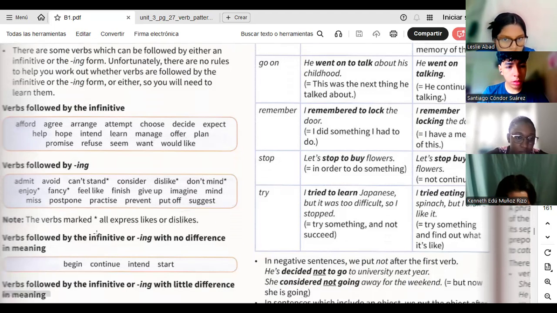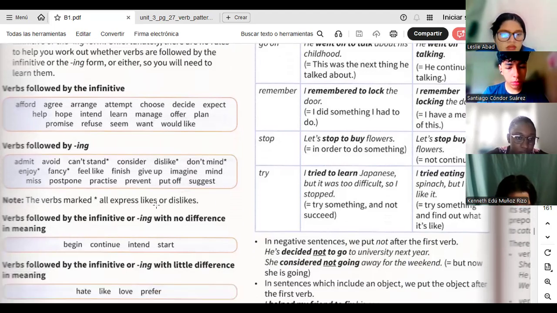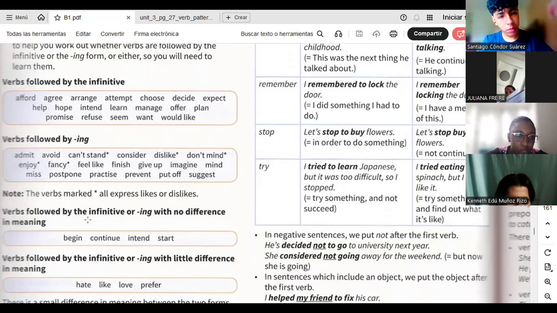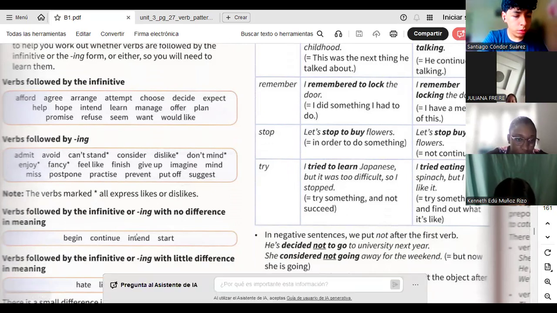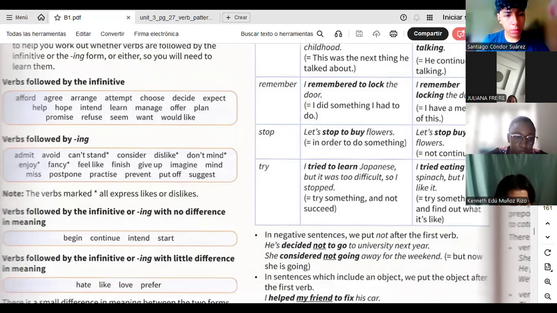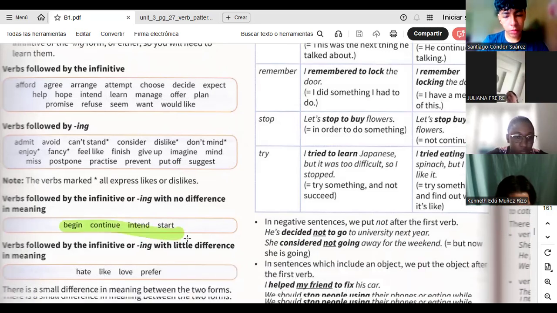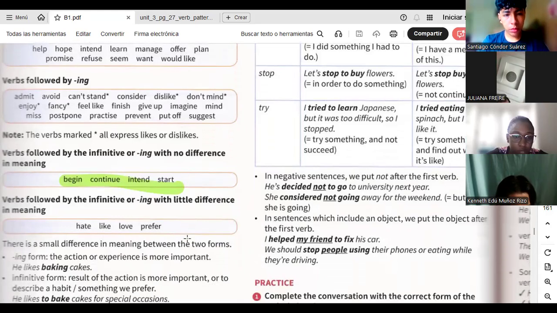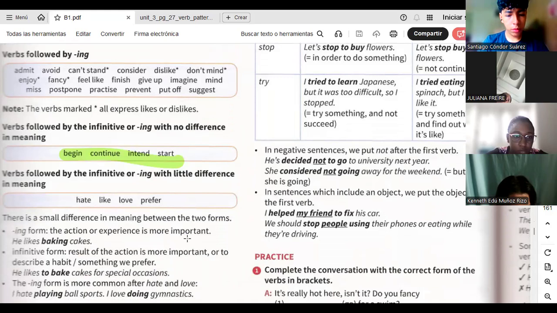The verbs marked with an asterisk all express like or dislike. Todos estos verbos, como yo les digo, dicen que algo les gusta o no les gusta. Y desde que un verbo se refiere a eso, va a llevar ing. Ambos, pero es más común el ing, ¿ok? Verbs followed by the infinitive or ing with no difference in meaning: begin, continue, intend, start. With these four verbs, we can use ing or infinitive as you prefer, and there's no issue. Verbs followed by the infinitive or ing with little difference in meaning: hate, like, love, prefer. So, little differences.